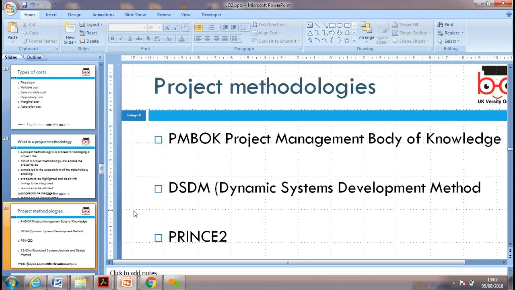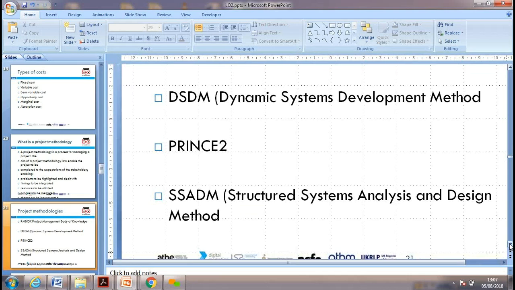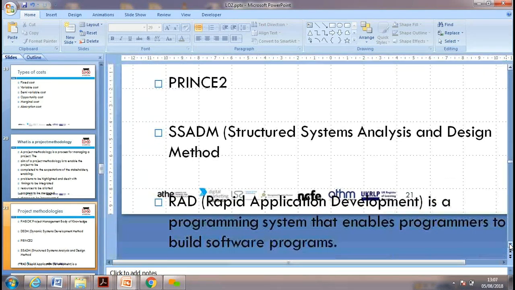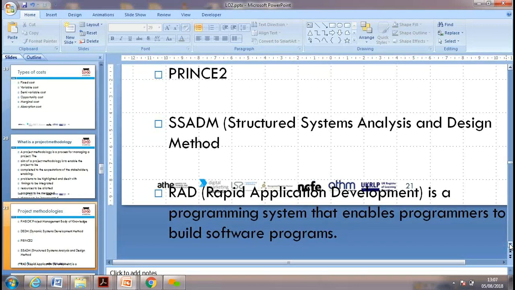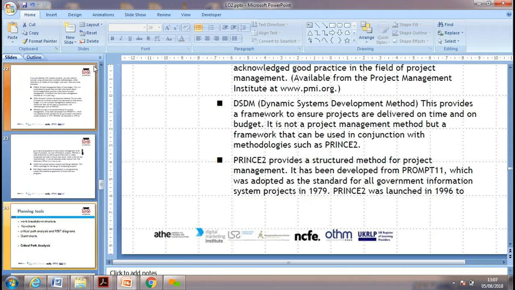Project management techniques: PMBOK, which is known as the Project Management Body of Knowledge. DSDM, Dynamic Systems Development Method. Prince2, and SSADM, Structured Systems Analysis and Design Method. RAD is called Rapid Application Development, a programming system that enables programmers to build software. So these are the different project management techniques. Those are explained in the next slide.